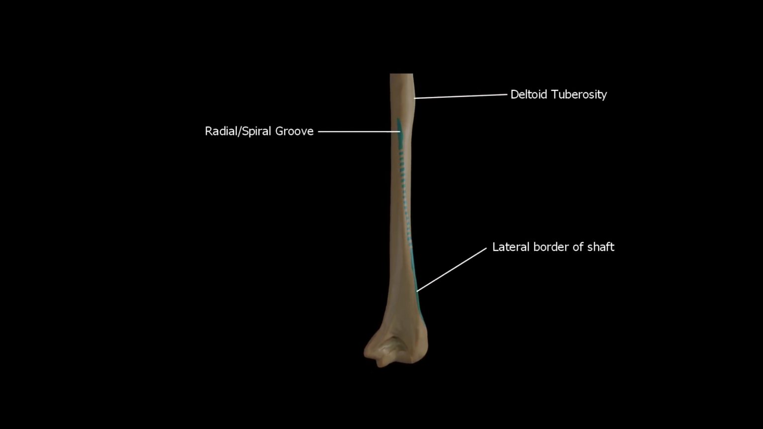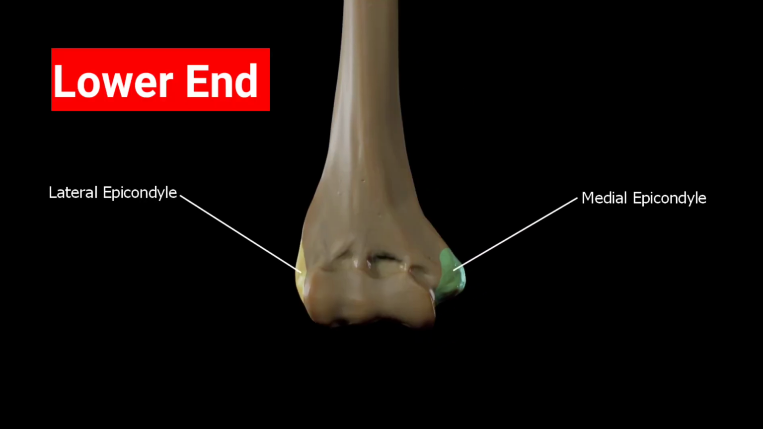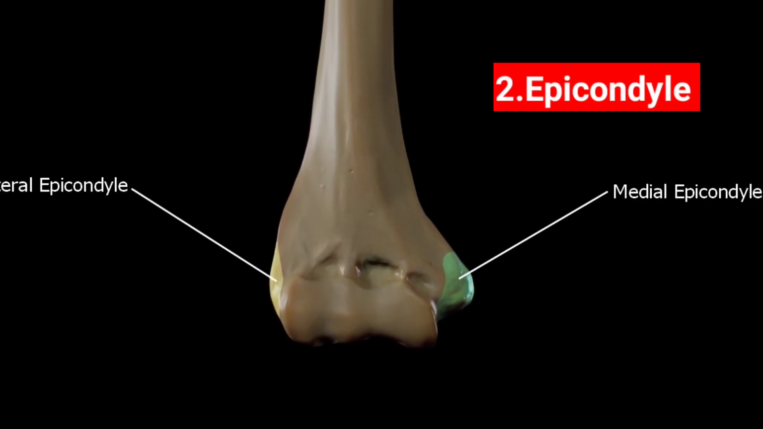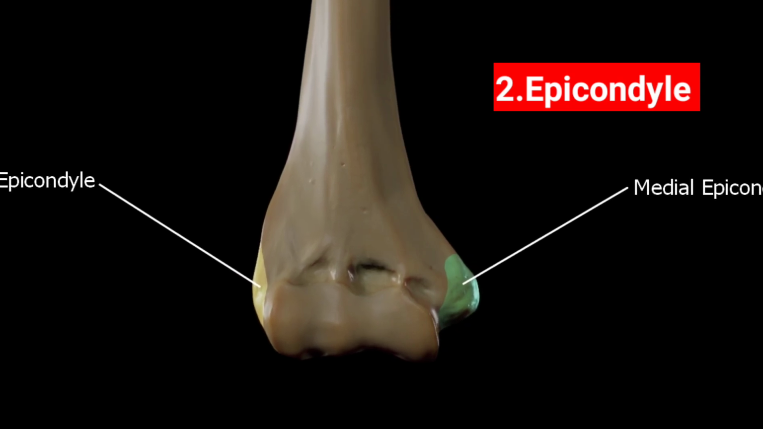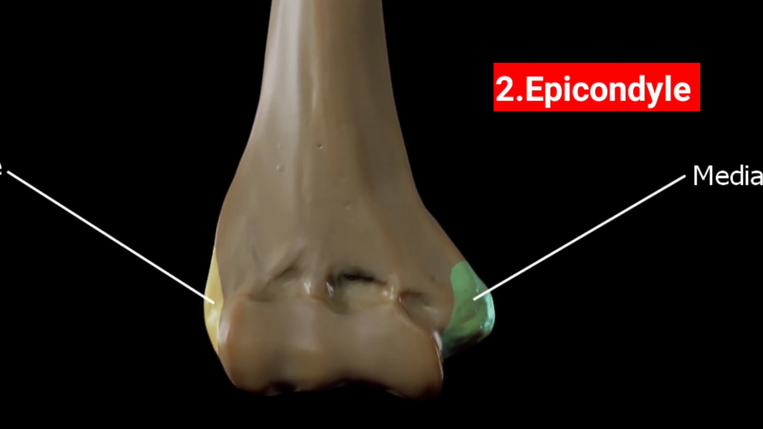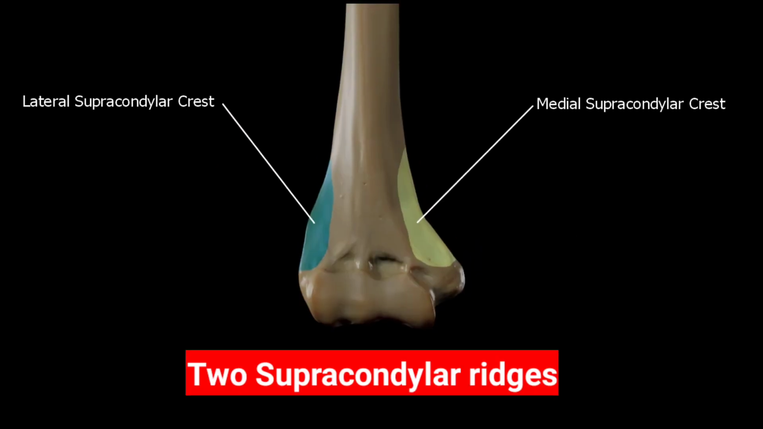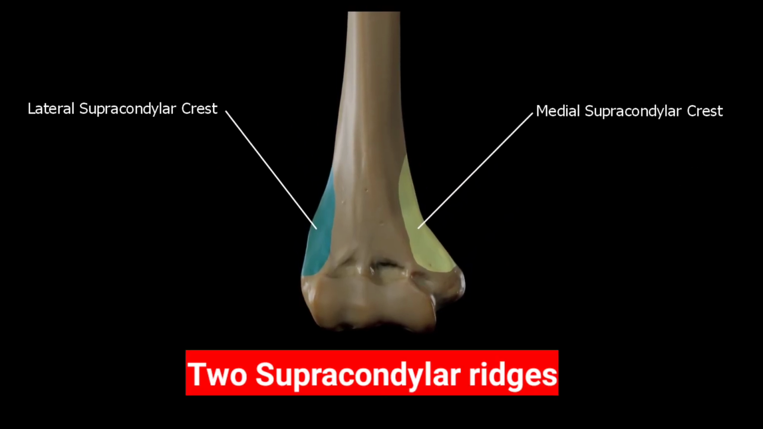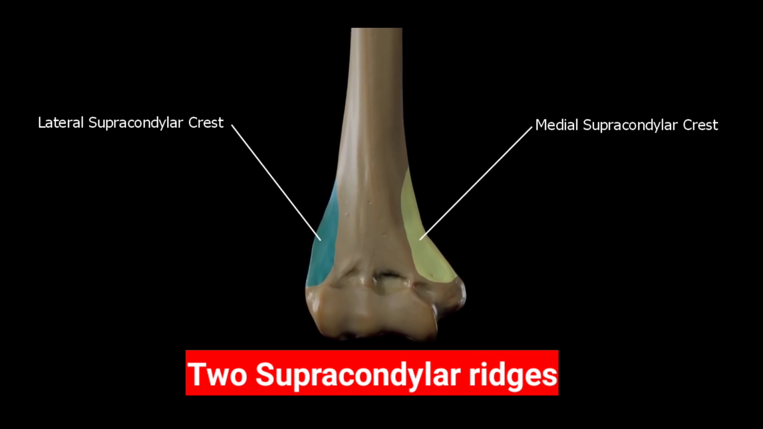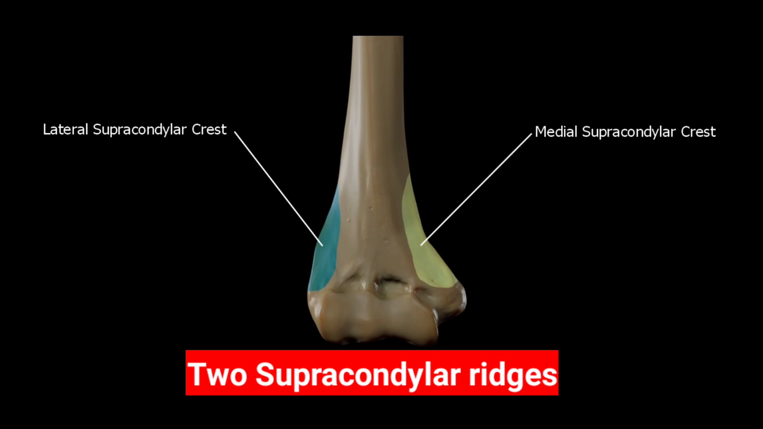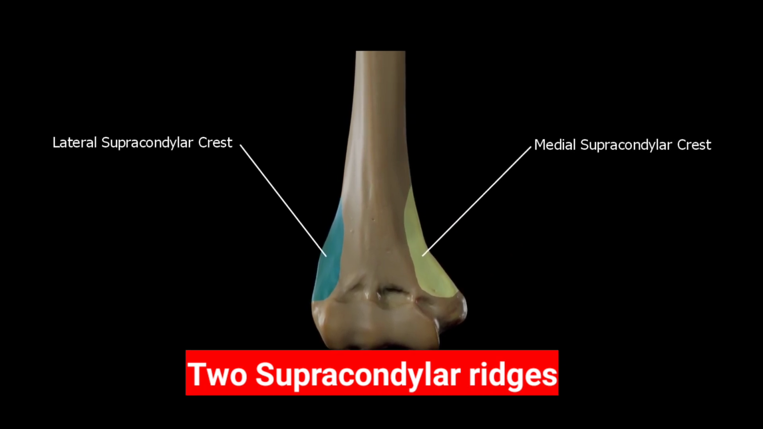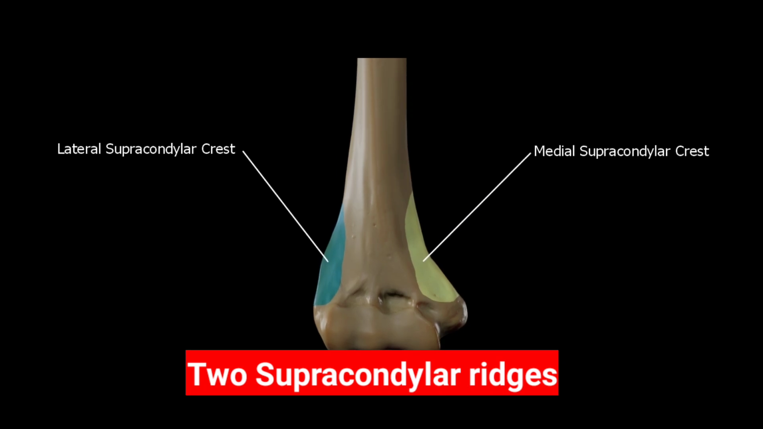Now we discuss lower part of humerus. Two epicondyles of humerus: lateral epicondyle and medial epicondyle. Medial epicondyle is present on the medial side of lower end and the lateral epicondyle is present on the lateral side of lower end. In lower end, two supracondylar ridges: lateral supracondylar ridge and medial supracondylar ridge. Lateral supracondylar ridge is present above the lateral epicondyle and the medial supracondylar ridge is present above the medial epicondyle.